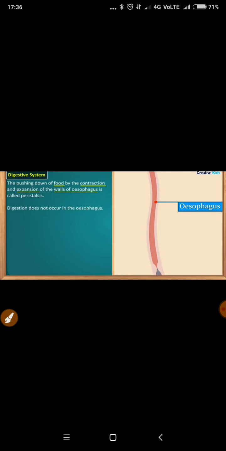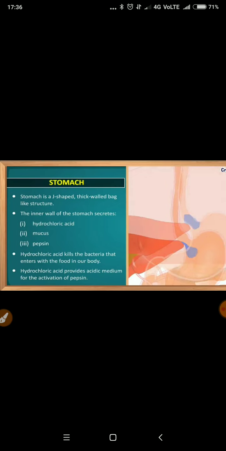Peristalsis. Okay, so digestion नहीं होता esophagus में. क्या होता है? Only the movement of food occurs in the esophagus. And how? Through the contraction and relaxation of the muscles of the esophagus. Okay, now after the esophagus, where will the food go?